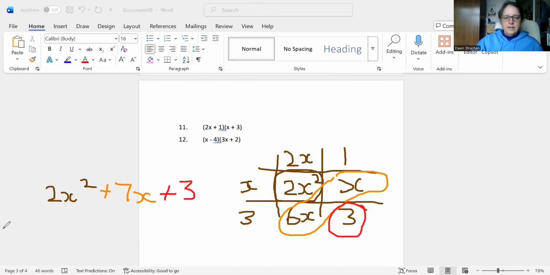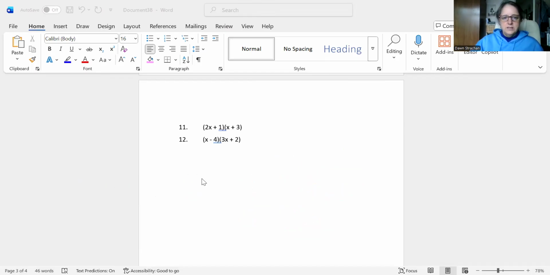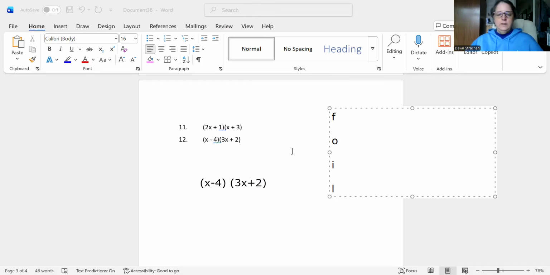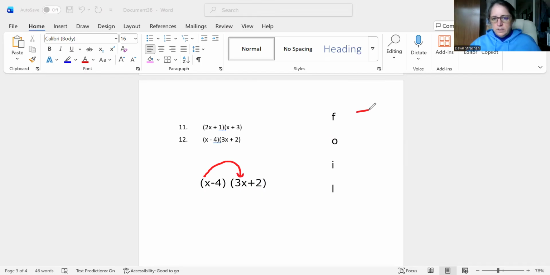Okay, then let's go with the last ones here. So we've got x minus 4, and again, these are just marginally harder because they've given us a number before the x that we need to take into account. So we'll start with the FOIL method. So we'll start by doing x times 3x. That's 3 times 1 is 3, and x times x is x squared.